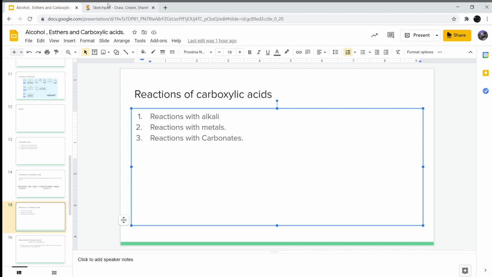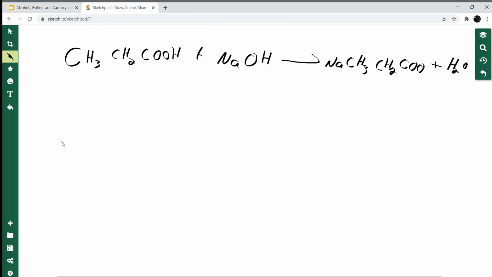The next is going to be reactions with metals. And usually when we talk about this, we're going to talk about the metals that are more reactive than hydrogen. A brief reminder that we do have a reactivity series. And when you have that reactivity series, you have to remember that not all the metals are going to react as readily as some of the others.